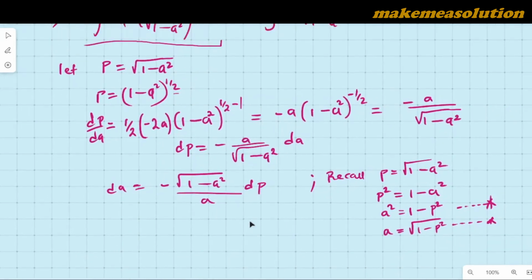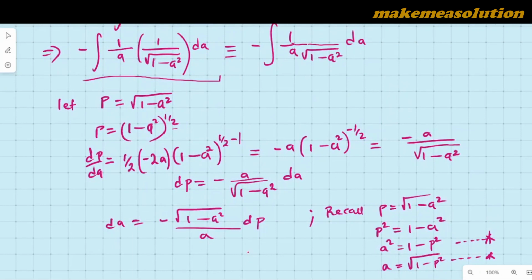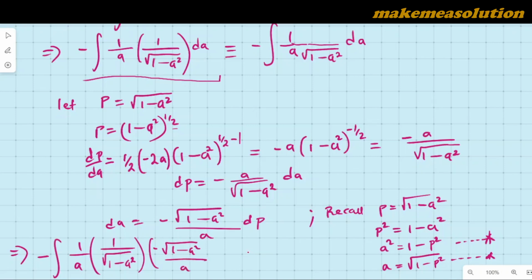Now let's go back to the main integral. In the main integral we have minus 1 all over a, then we have 1 all over the square root of 1 minus a squared. Then instead of dA, I'm now going to replace it with what I have for dp, which is minus square root of 1 minus a squared over a dp, like this.